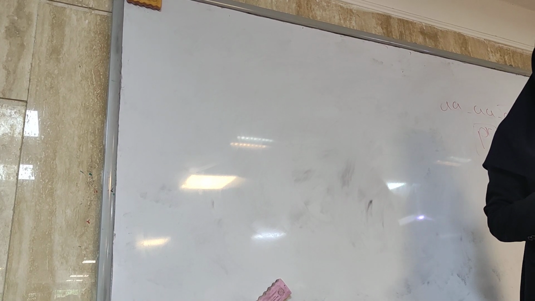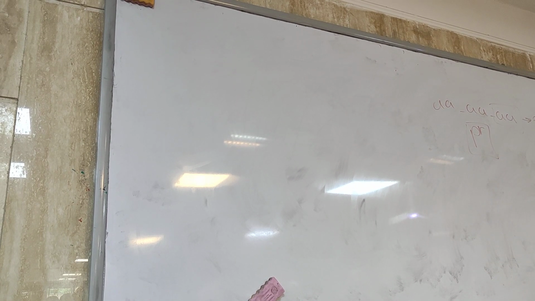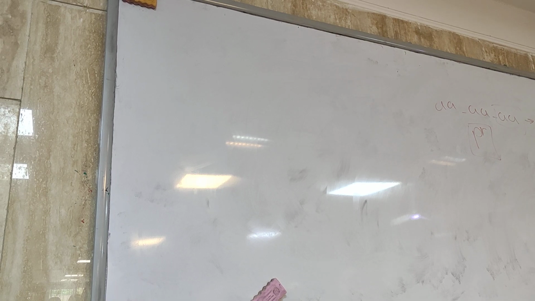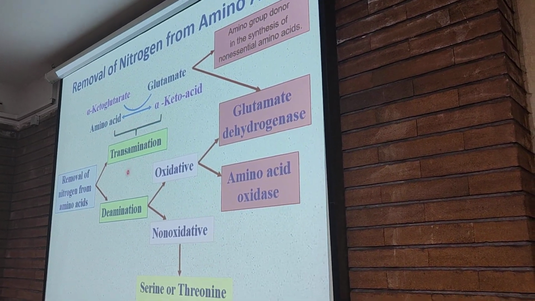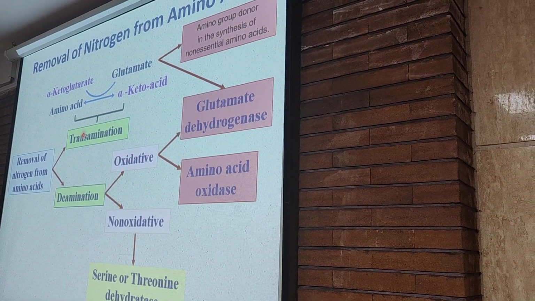To remove the amine group of amino acids, removal of the nitrogen from an amino acid can occur in two different ways. The common way is transamination. What does it mean when we say transamination?